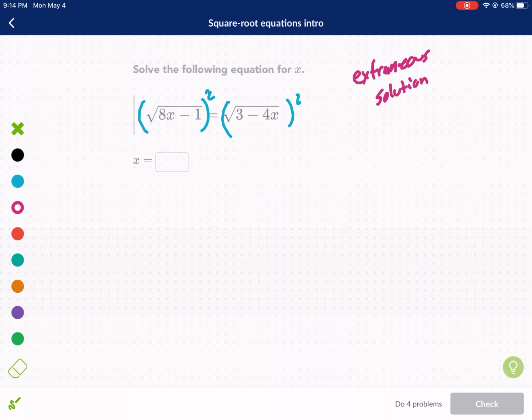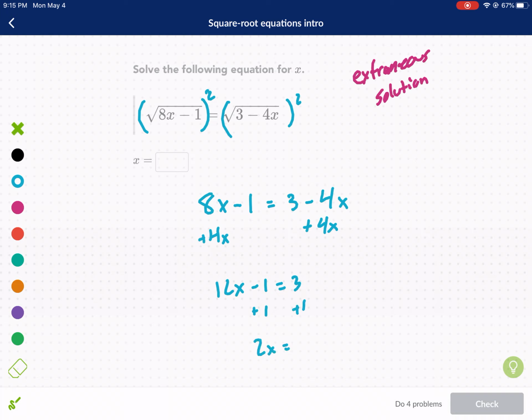In the meantime, we can go ahead and apply the power rule, which is squaring both sides. And so that undoes the square root. We get 8x minus 1 equals 3 minus 4x. From here, it's just like a normal multi-step equation. I'm going to add 4x to both sides. I get 12x minus 1 equals 3. I need to add 1 to both sides. I get 12x equals, oh sorry, I forgot the 1 there. 12x equals 4, and then I divide by 12. I get x equals 1 over 3.